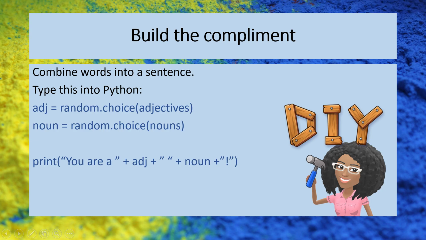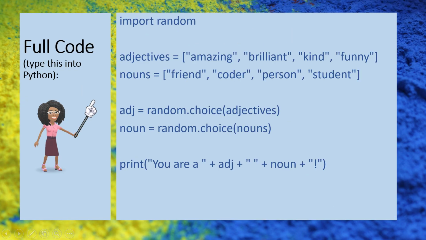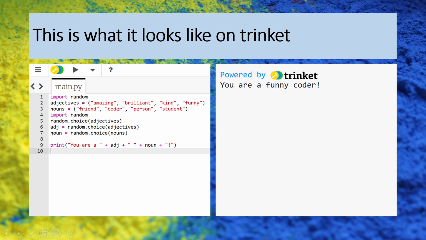Build the complement. Combine words into a sentence. Type this code into Python. You can pause the video again while you type. This is the full code. If you haven't already, type this code into Python. You can pause the video again while you type. This is what it looks like in Toolkit.